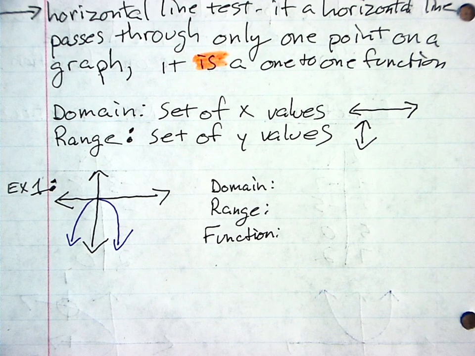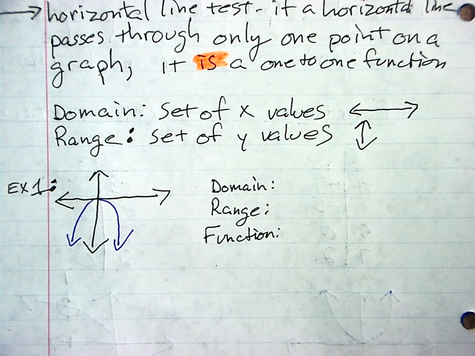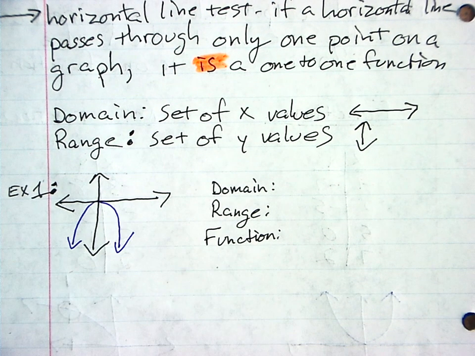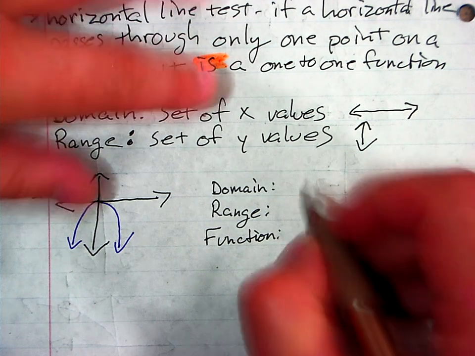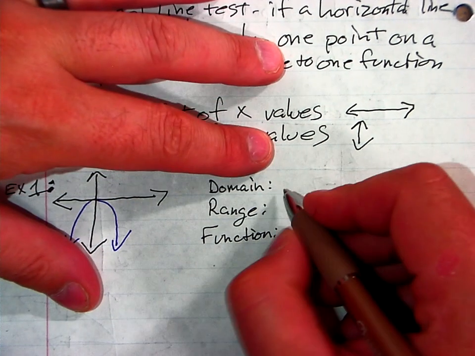So domain is left to right. Does this parabola ever stop going left to right? No, it doesn't. It goes left to right forever. It just opens very slowly, but it'll open forever. So my domain is all real numbers.